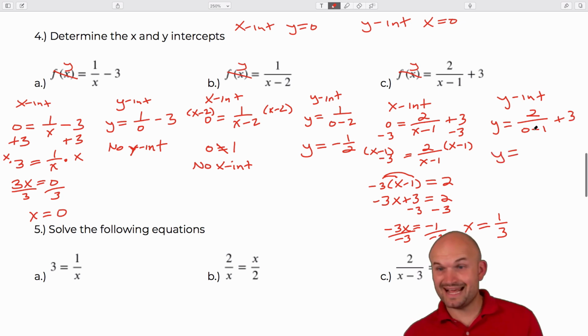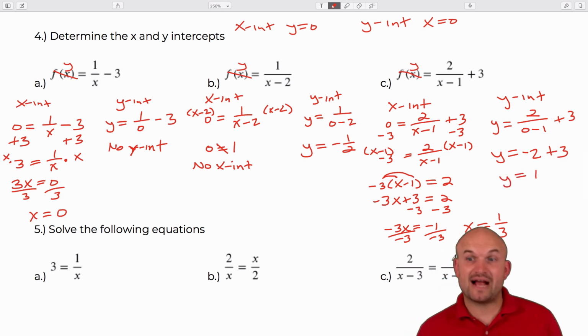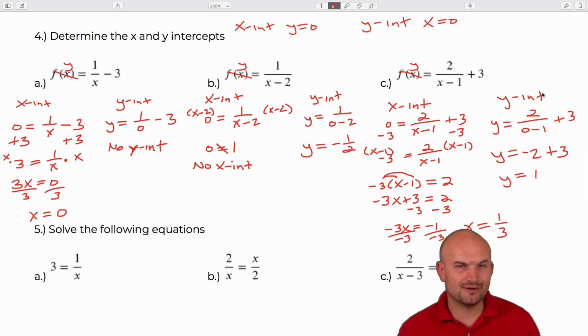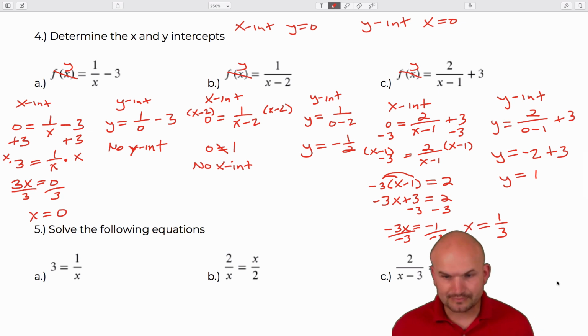So 2 divided by negative, so 0 minus 1 is negative 1, right? 2 divided by negative 1 gives you a negative 2 plus 3. So y is equal to 1. Now again, sometimes this might be a fraction, so therefore you'd have to combine like terms. I decided not to do one of those because we're going to be doing them during this unit.